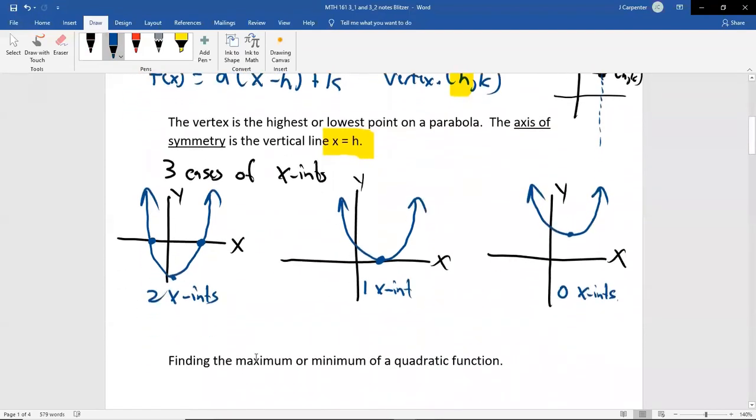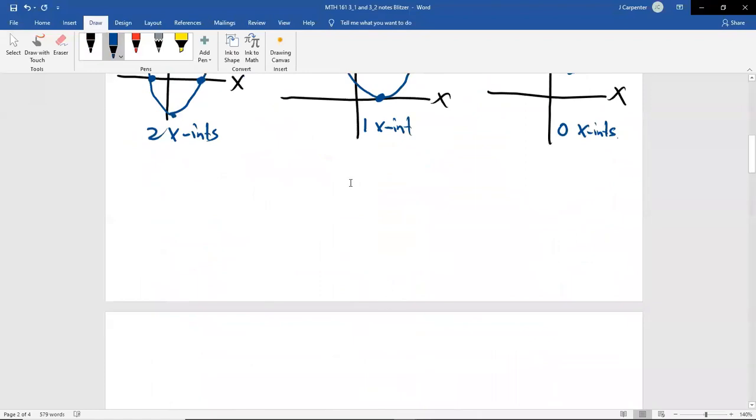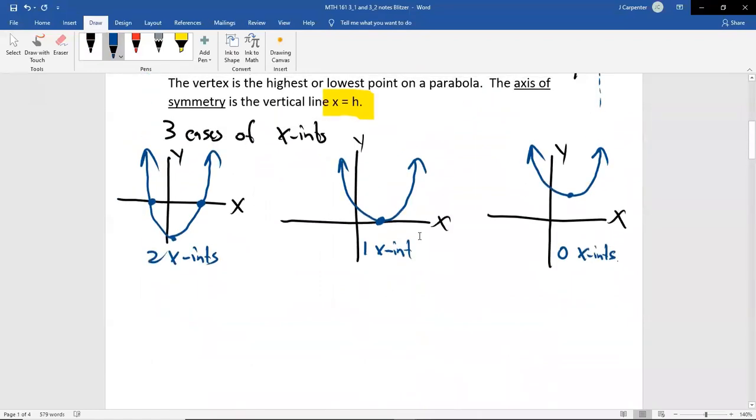You've seen these 3 pictures before, back when we were talking about the discriminant. This directly correlates to the discriminant. When the discriminant was positive, we had 2 x-intercepts. When the discriminant was 0, it was 1 x-intercept, and when your discriminant was negative, it was 0 x-intercepts. Now what we said before was it was 2 real solutions, 1 real solution, and 2 complex solutions.